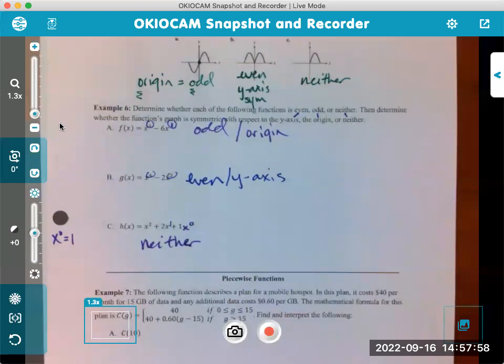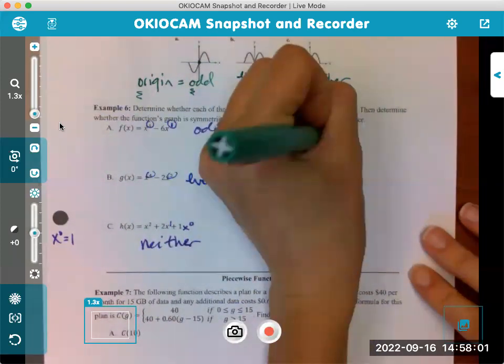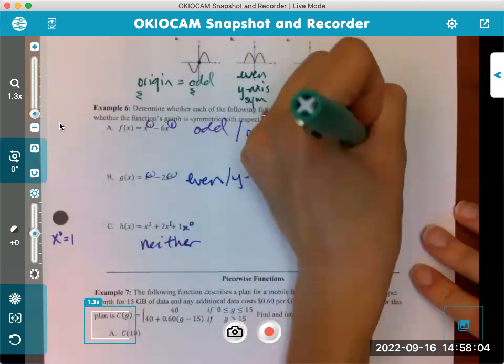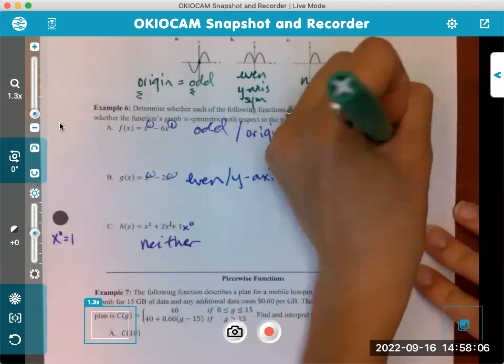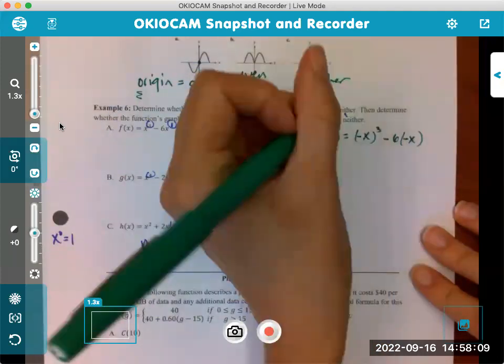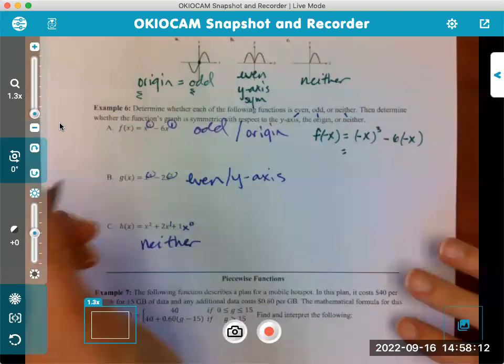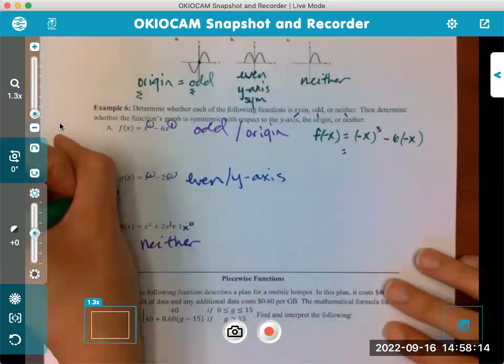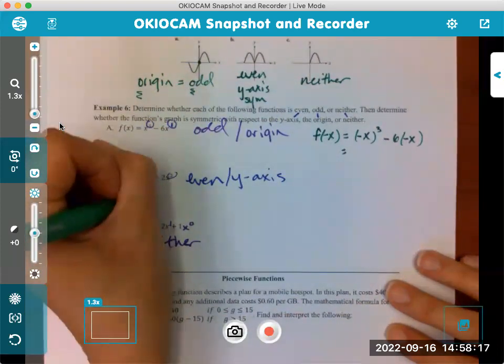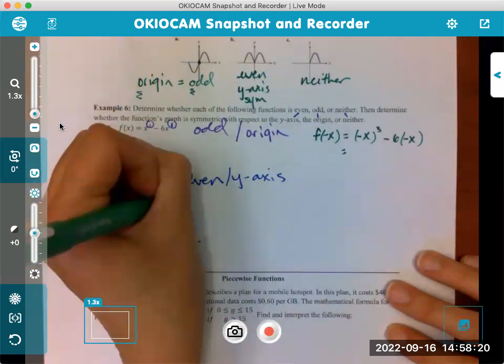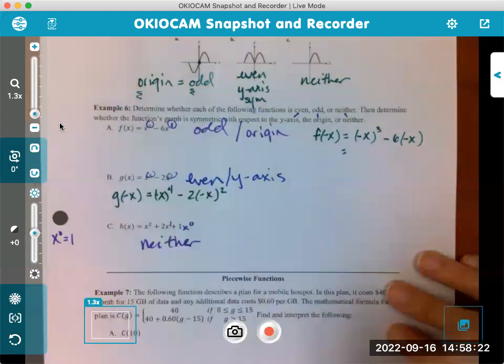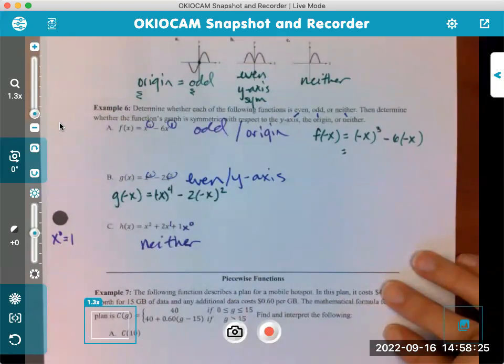Algebraically, to determine this, you pop in your negative x and see what gets spit out. If it's the exact opposite, meaning all of your signs change, then it's odd. If you put in your negative x and you get the exact same thing in return, then it is even. So here's the setup for both A and B. I want you to pause the video and just see what you get. See if algebraically we do reinforce odd and even respectively. And then when you're done, come back, press play.